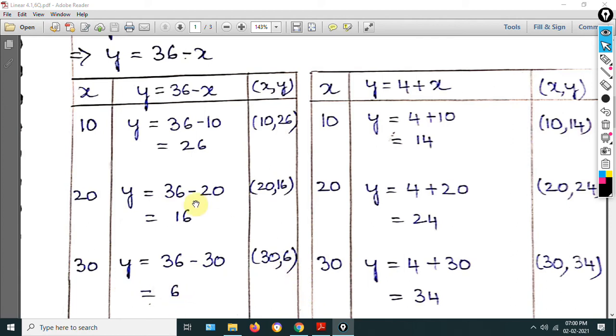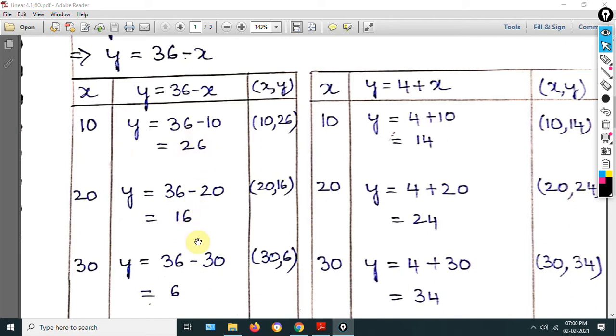So you may get why we took 10, 20, 30 here. In our previous problem I always took 0, 1, 2. Why did I take this? Here 36 is there, so from 36, whatever x value we take, that much we are removing. If I took 36 minus 1, it will become 35, so the graph will become very big. So I am taking 10, 20, 30 like that. So we are getting the x, y values 26, 16 like that.